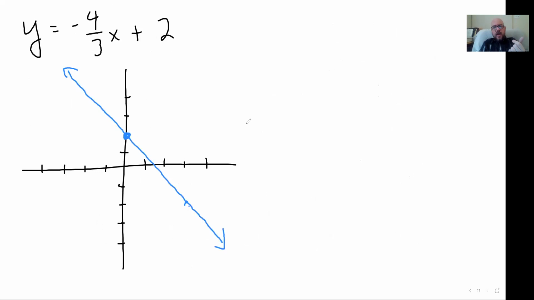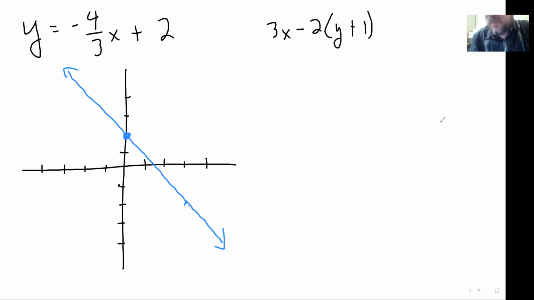Okay, so let's graph another one that is less obvious, right? So let's say I have 3x minus 2 times (y plus 1) equals 5 minus (4y plus x). And I think it's completely reasonable to say to yourself, that is not a line, right? I've got 2 x's and 2 y's. That doesn't look anything like the forms we've seen. That can't be a line.